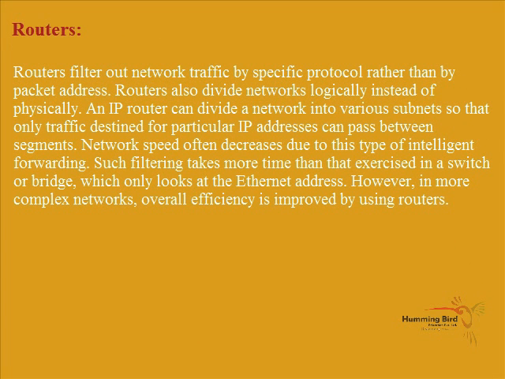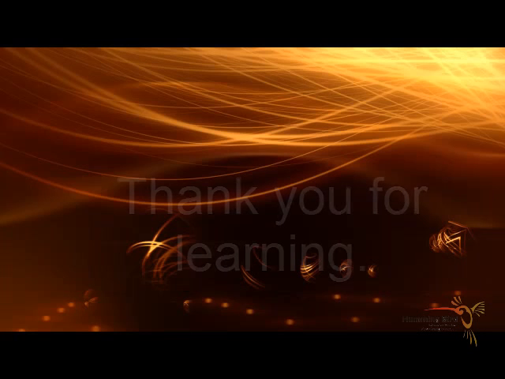Routers filter network traffic by specific protocol rather than by packet address. Routers also divide networks logically instead of physically. An IP router can divide a network into various subnets so that only traffic designated for a particular IP address can pass between segments. Network speed often decreases due to this type of intelligent forwarding. Such filtering takes more time than the exercise in a switch or bridge, which only looks at the Ethernet address. However, in more complex networks, overall efficiency is improved by using routers.